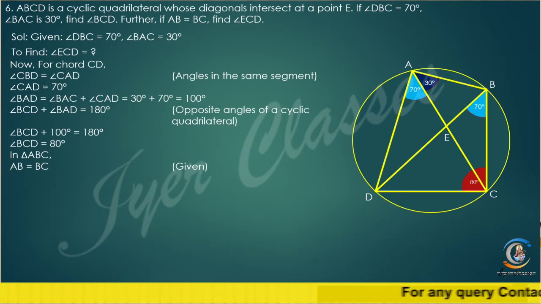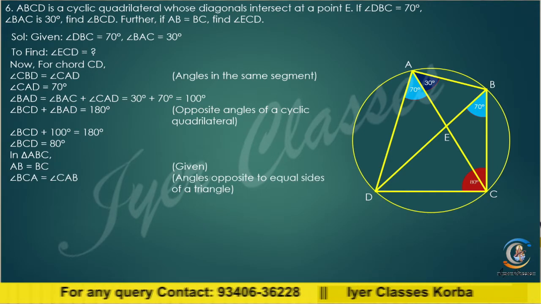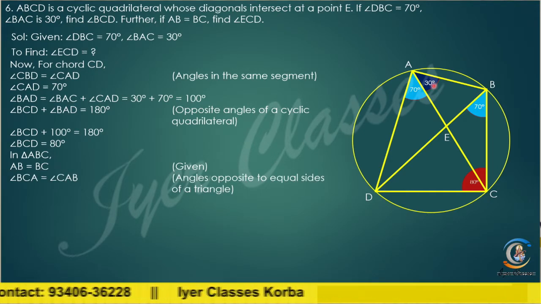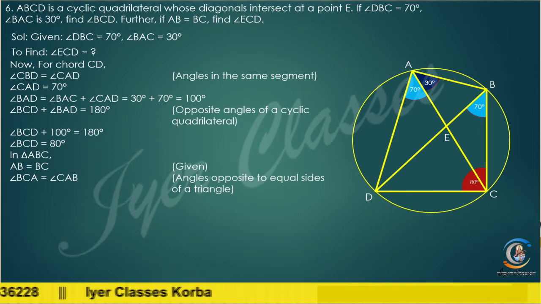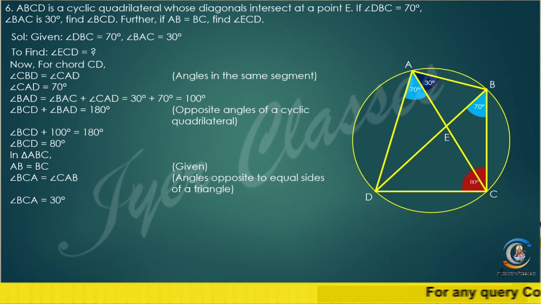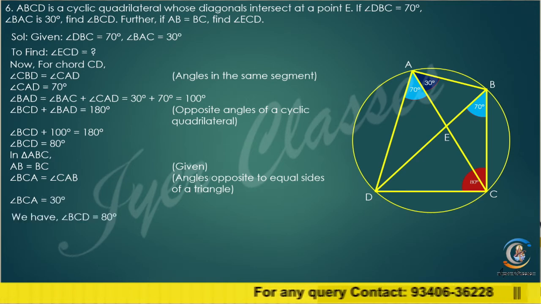In an isosceles triangle, the opposite angles are equal. So if this angle is 30, this angle is also equal to 30 degrees, right? If angle CAB is found to be 30 degrees, the remaining angle BCA is also equal to 30 degrees, right?